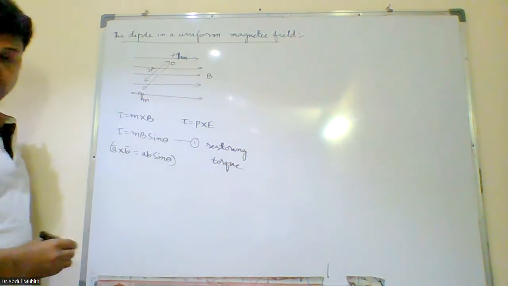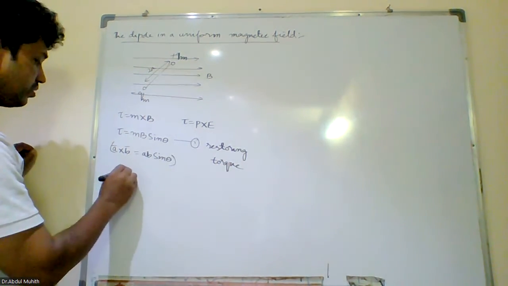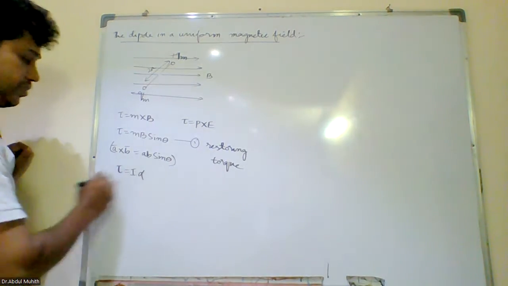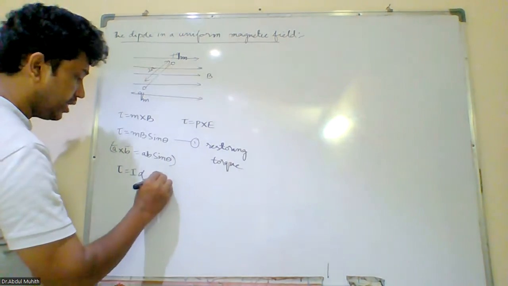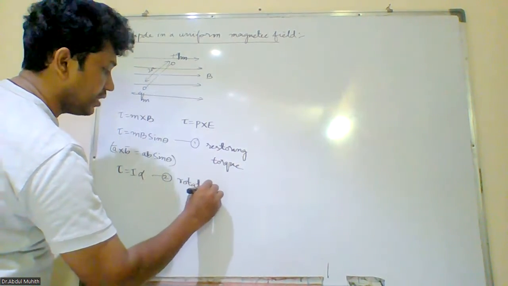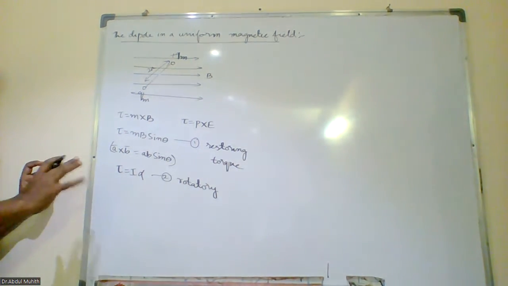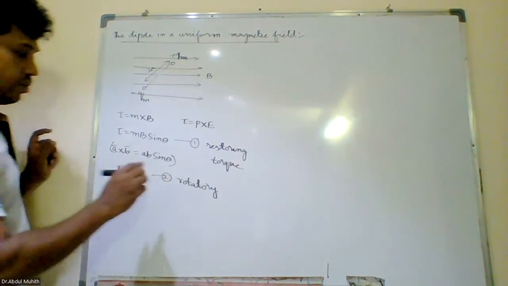Tau is the restoring torque. Now we also have tau is equal to I alpha. Let it be equation number 2. This came from rotatory motion. When anything is rotating in a field, then there is a torque.